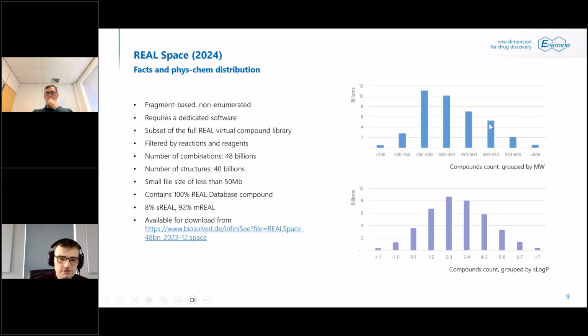And I forgot to mention, here on the right there is a physicochemical distribution of the molecules by molar weight and by log P within this real space. So these are billions.